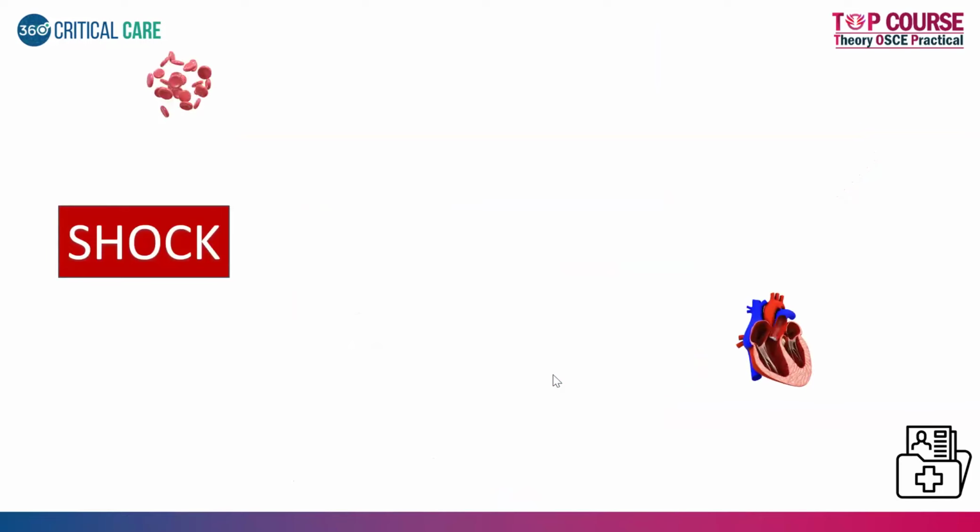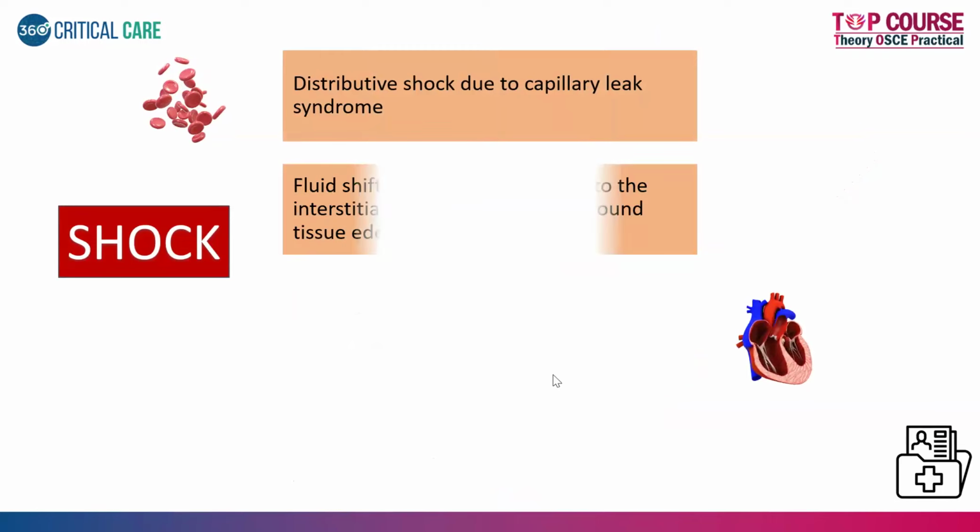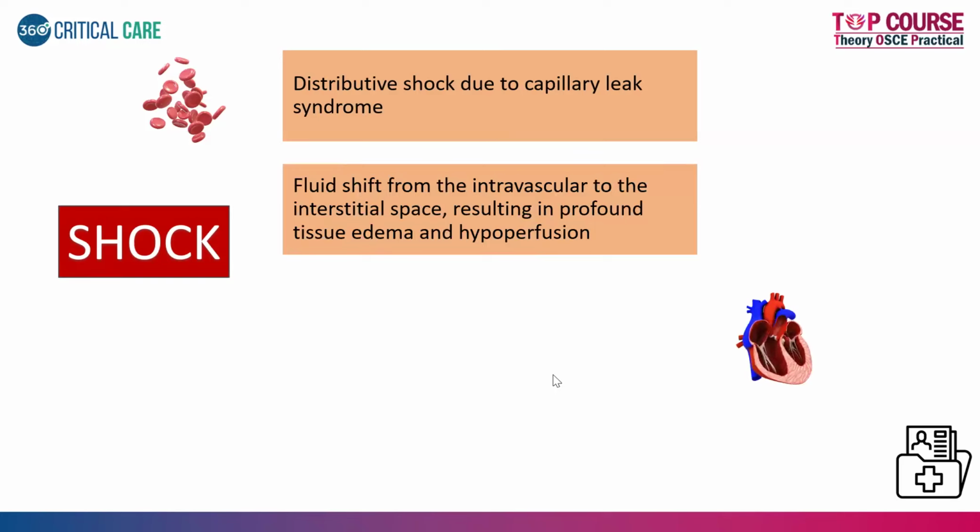So what happens in shock? Burn shock, that is. It causes a distributive shock due to the capillary leak. That is because of the damage to the local vascularity and the release of a lot of cytokines.